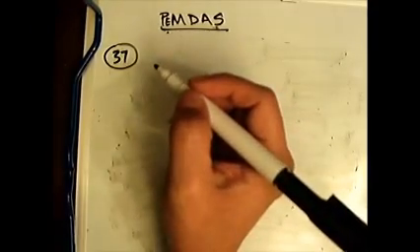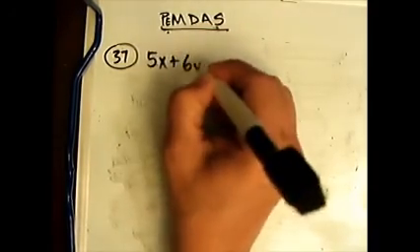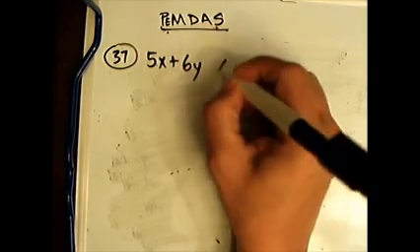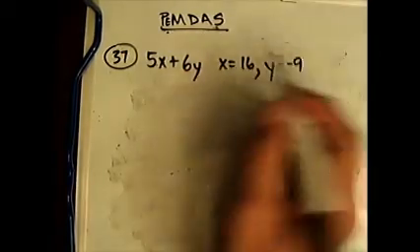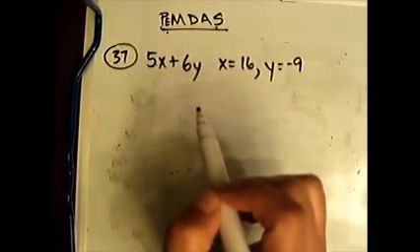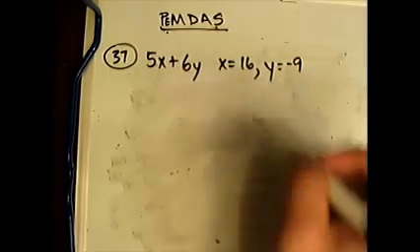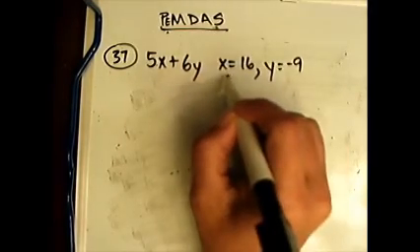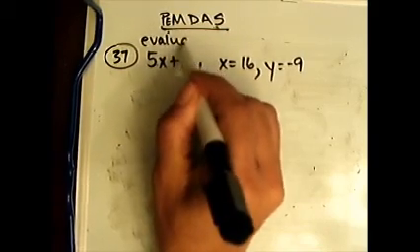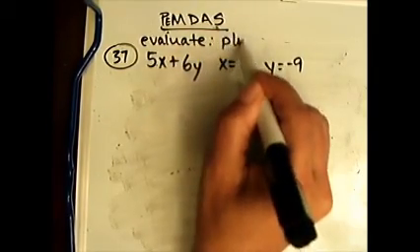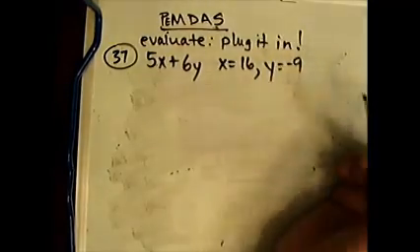We're almost done. Number 37: 5x plus 6y, when x equals 16 and y equals negative 9. On this one it says evaluate the expression for the given values of x and y. So evaluate, if you remember, means to actually plug it in and see what the answer is. Let me just write this down so you can remember. Plug it in. That's what evaluate means. Plug it in and find the answer.